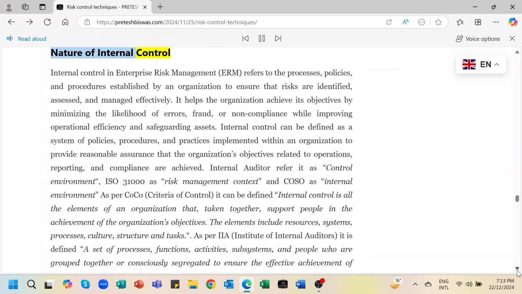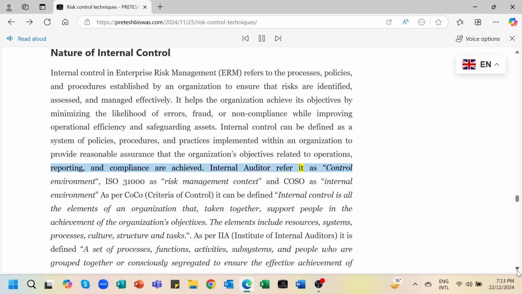Nature of internal control. Internal control in enterprise risk management, ERM, refers to the processes, policies, and procedures established by an organization to ensure that risks are identified, assessed, and managed effectively. It helps the organization achieve its objectives by minimizing the likelihood of errors, fraud, or noncompliance while improving operational efficiency and safeguarding assets. Internal control can be defined as a system of policies, procedures, and practices implemented within an organization to provide reasonable assurance that the organization's objectives related to operations, reporting, and compliance are achieved.